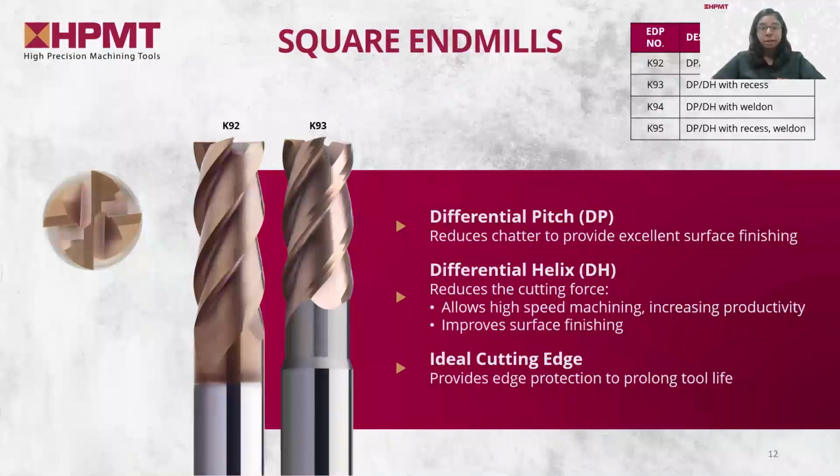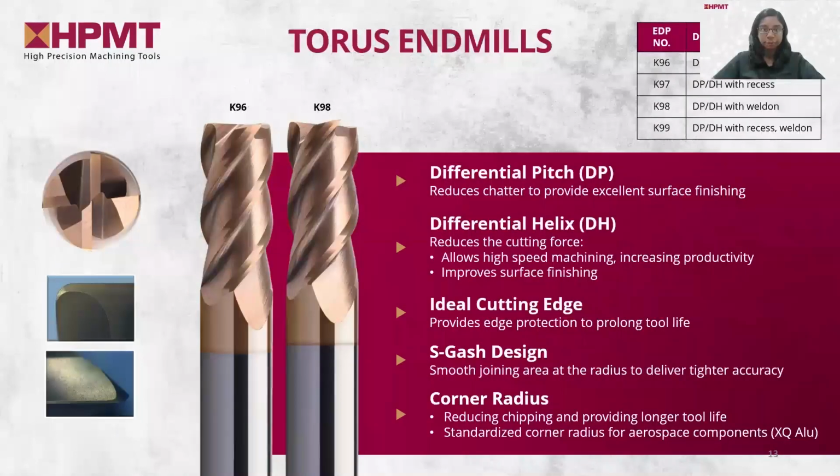Next, I will introduce the NiTiCo45 newly launched item types. Basically, NiTiCo45 will be introduced in 3 types. The first type will be the square end mills, which consists of 4 ADPs, which are the K92, K93, K94, and K95. All the mentioned products are equipped with differential pitch, differential helix, and idle cutting edge.